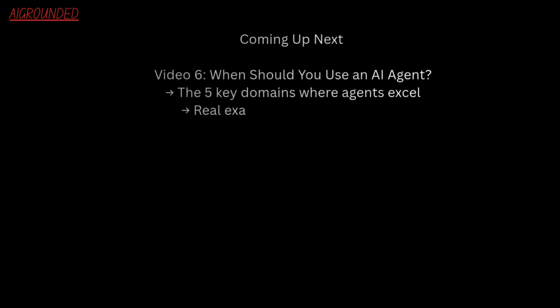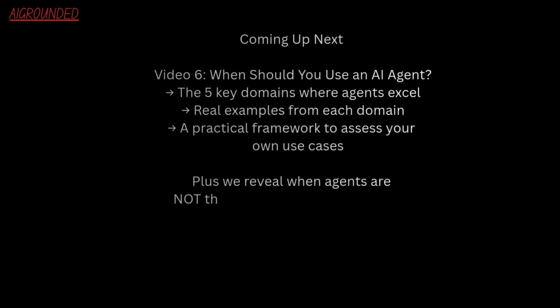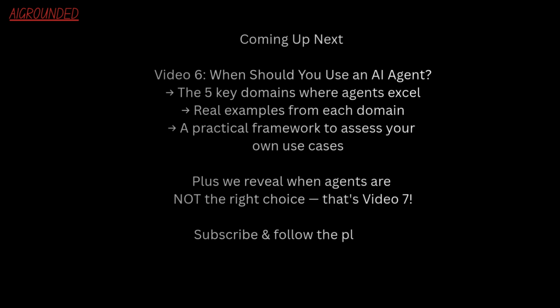In our next video, we shift from understanding what agents are to understanding when to use them. We will look at the 5 key domains where AI agents deliver the most value: customer support, research, finance, education, and software development, with real examples from each. And in video 7, we will cover the flip side: when not to use an agent. Because knowing when agents are not the right tool is just as important as knowing when they are.